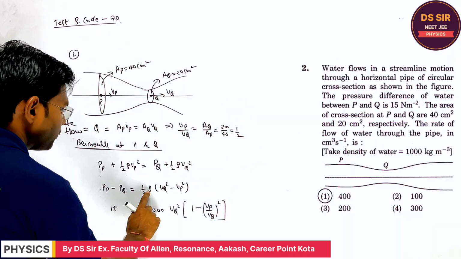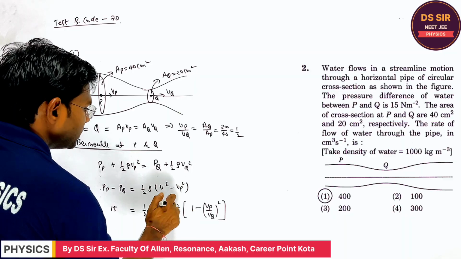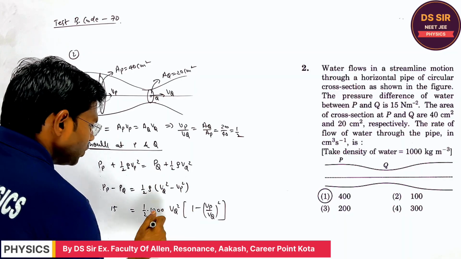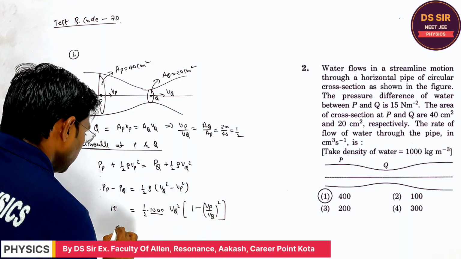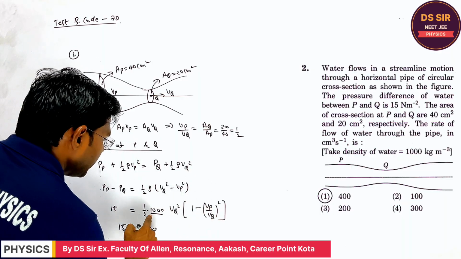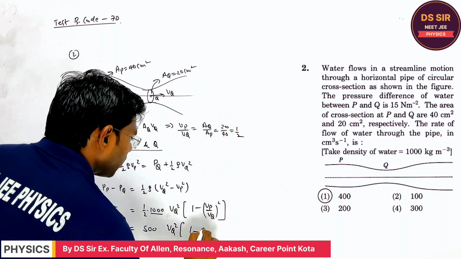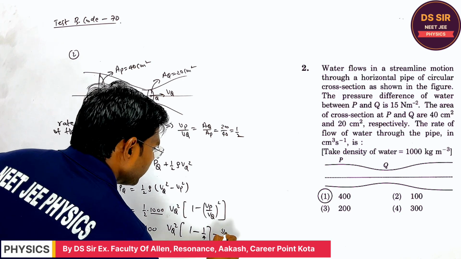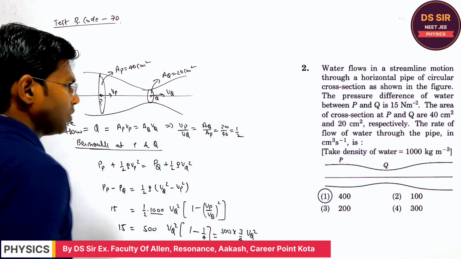Now apply half rho. If you take Vq square common, the density of the water is rho, and it may be written as 1 minus (Vp upon Vq) square. So 15 is equal to 500 into Vq square times (1 minus Vp upon Vq squared). Vp upon Vq is what? 1 by 2. Half whole square is what? 1 by 4. So it is equal to 500 into 3 by 4, and this is the Vq square. Is it clear or not?